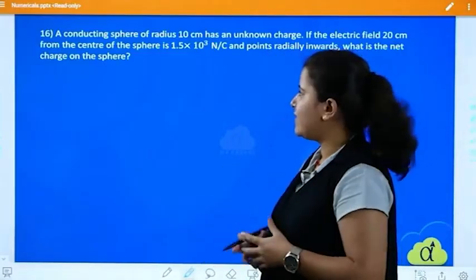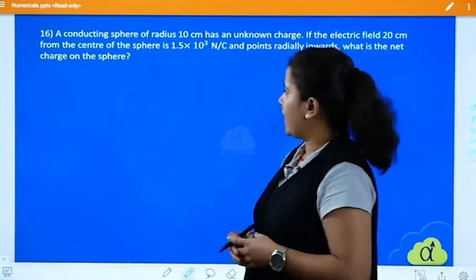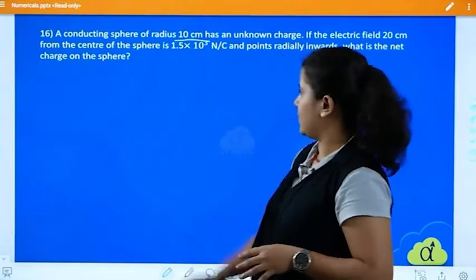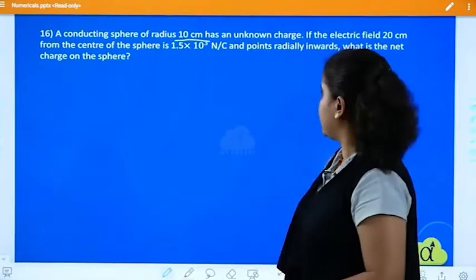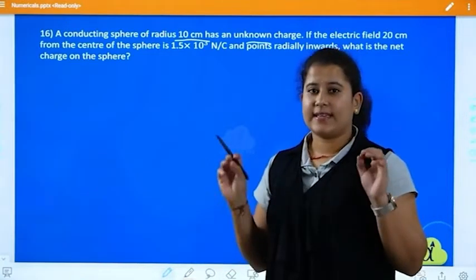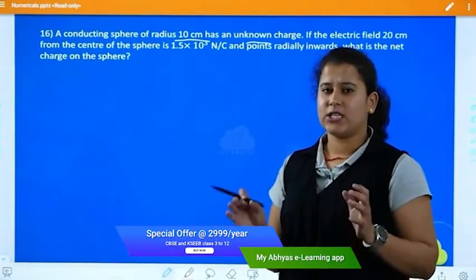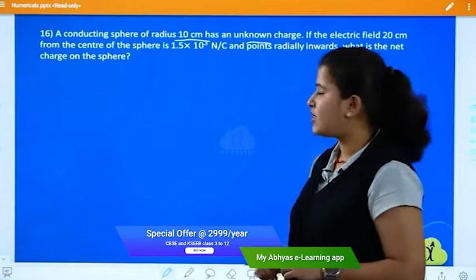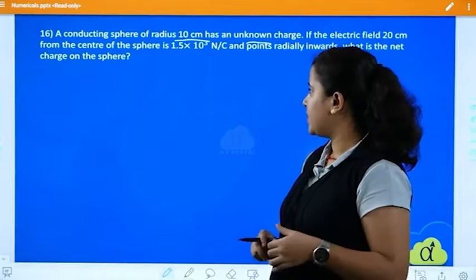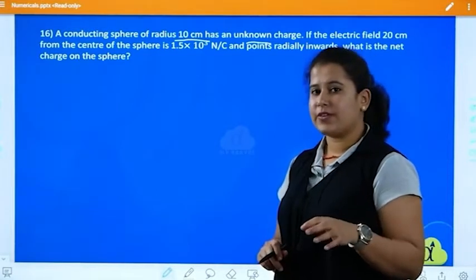Okay, so we'll now deal with the next problem. A conducting sphere of radius 10 centimeters. So there is a conducting sphere of 10 centimeters which has an unknown charge. You can check that they have asked us to find the charge. What is the value of the charge, if the electric field 20 centimeters from the center of the sphere is 1.5 into 10 raised to 3.